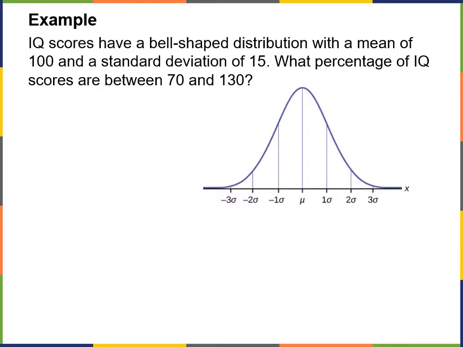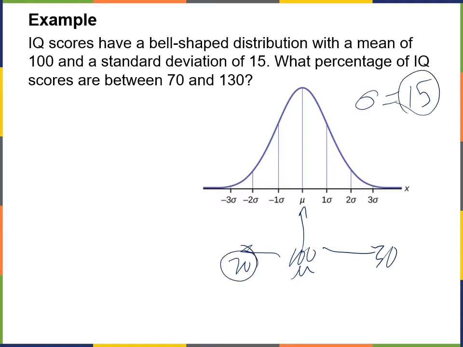So here's an example. IQ scores have a bell-shaped distribution with a mean of 100 and a standard deviation of 15. So the mean right here is 100, and the standard deviation, I like to run it off to the side, is 15. What percentage of IQ scores are between 70 and 130? So 70 would go this way, and 130 would go this way. Well, I have to know how many deviations away from the mean those are. This one standard deviation is 15.